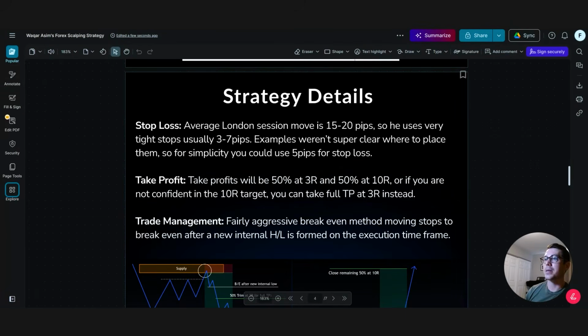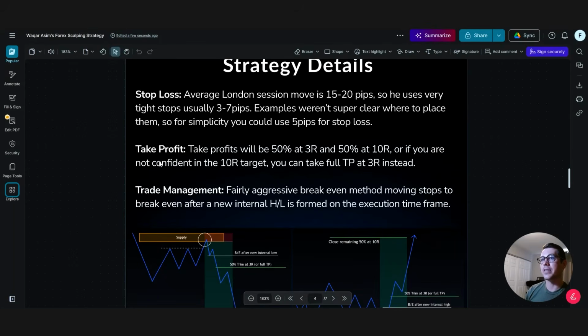From all of his examples, I couldn't see a super clear mechanical definition of where to put those stops. Sometimes it was the local high, sometimes the most recent high, sometimes just the other side of the supply and demand level. And so for simplicity, I'm just going to use a 5 pip stop loss today. Again, this is something you could optimize, but it also makes the take profit and trade management a little easier. So you can see when to take the different levels.